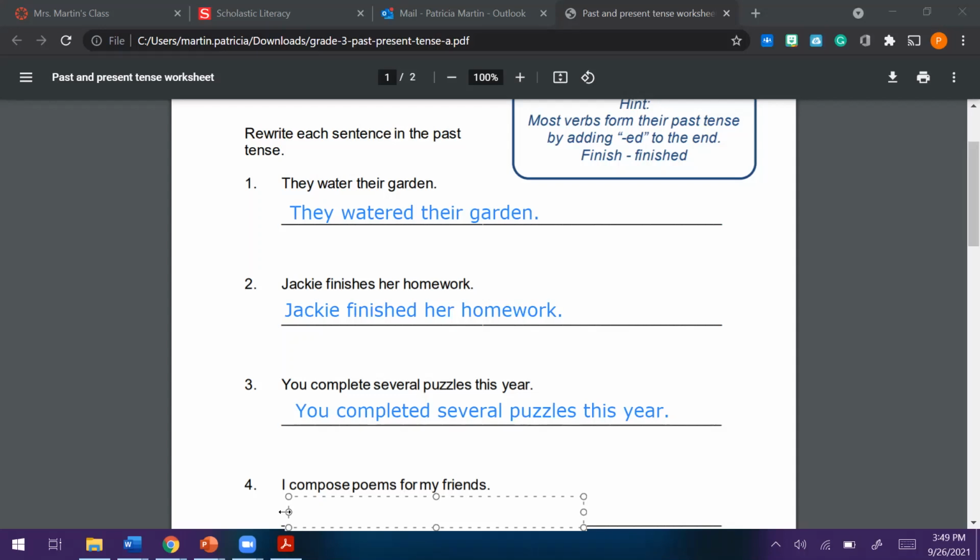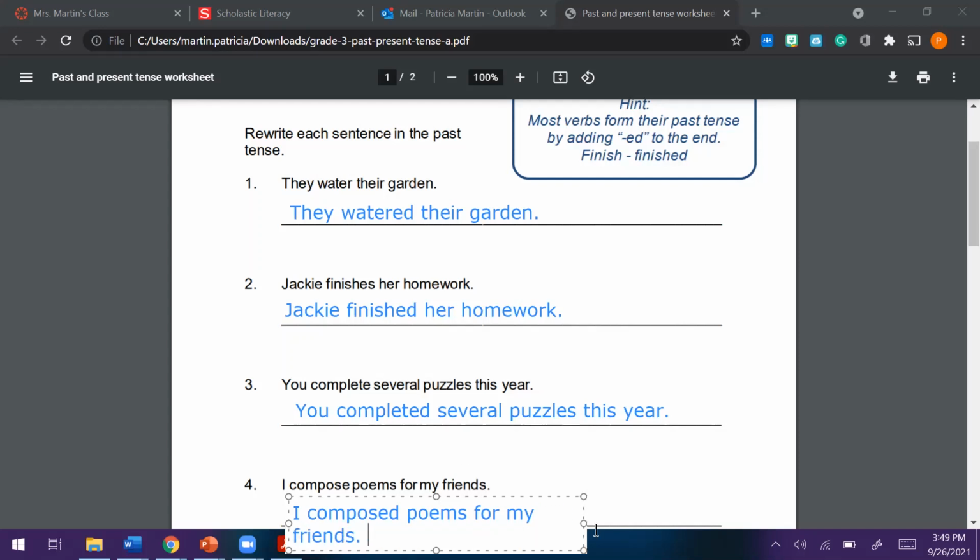I'm going to pause and let you try to figure that one out again, and then we're going to go over it in about 30 seconds, but again, you're going to have to pause it to figure it out before we go on. All right. So what am I doing? I am composing poems for my friends. So how can I make compose, which is our verb, past tense? Well, I composed poems for my friends.